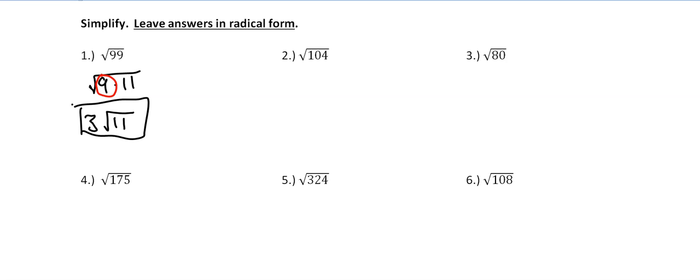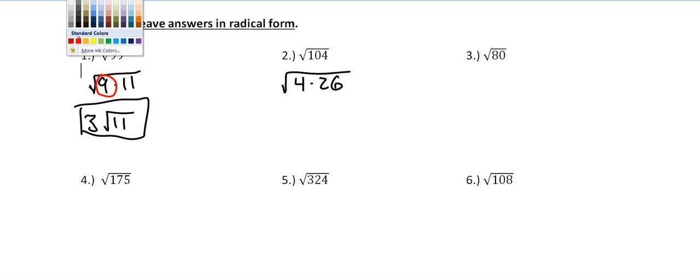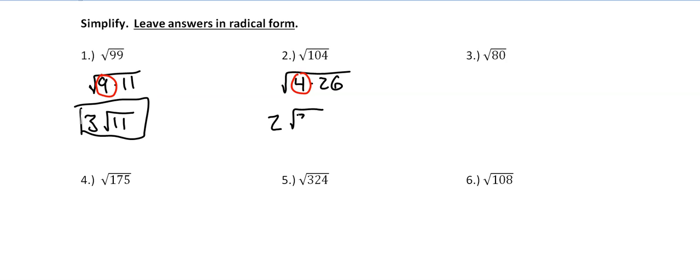Okay? Same thing with the next one. I look for perfect squares that divide evenly into this thing. And so for this one, I know that it's divisible by 4, so this is 4 times 26. And now once again, I take the square root of each perfect square, so the square root of 4 is a 2, which I write on the outside. The 26 is still trapped, okay?